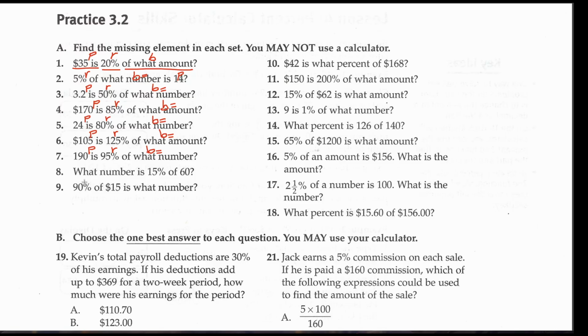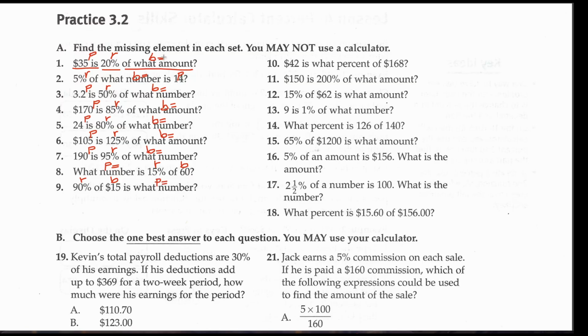Number 8, what number is 15% of 60? See, 15% is the rate of 60. That is the base. So what number is? That is the part that's unknown. Number 9, 90%, that is the rate of the base. 15 is what number? The what number here is the part that is unknown.